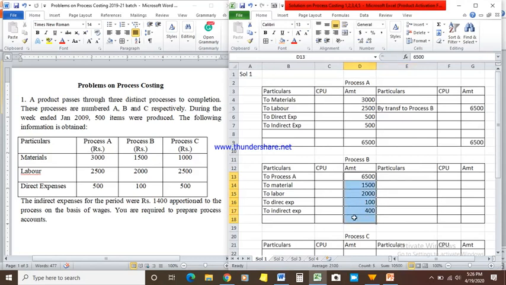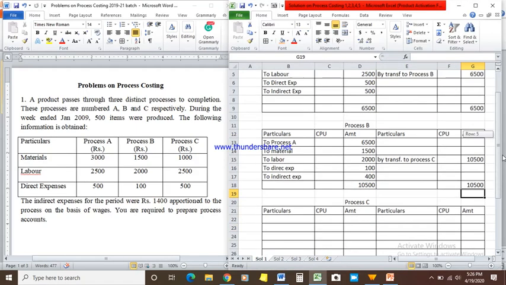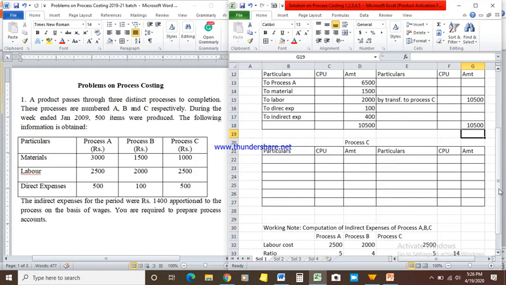So having done, again I'll take a total of all this. So you get 10,500. Again I say by transfer to process C, 10,500. So what is the amount we have spent in case of process B? Again that is captured along with the direct and indirect cost.